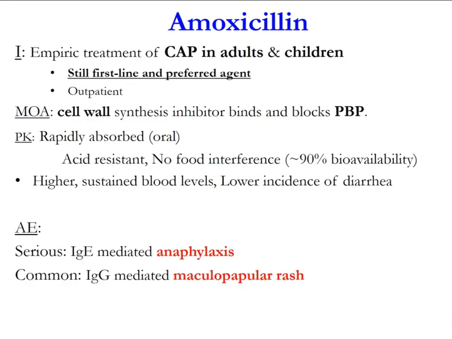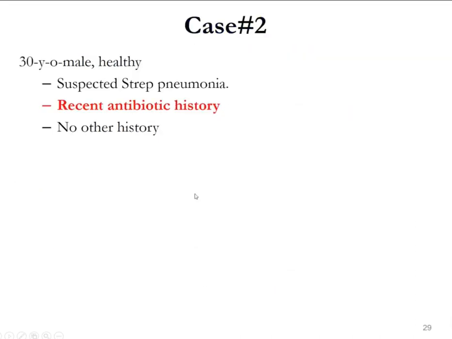Serious adverse effects of penicillins or beta-lactams: IgE-mediated anaphylaxis. That will be a very quick response. But if it is delayed, common adverse effects, patients can get an IgG-mediated rash. Amoxicillin has a specific type of rash called maculopapular rash.